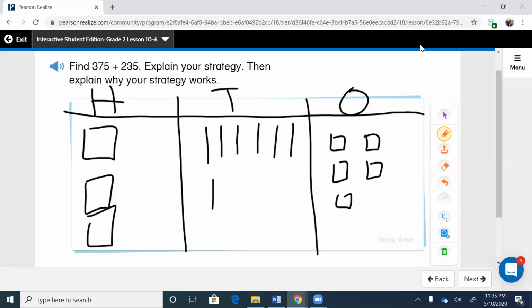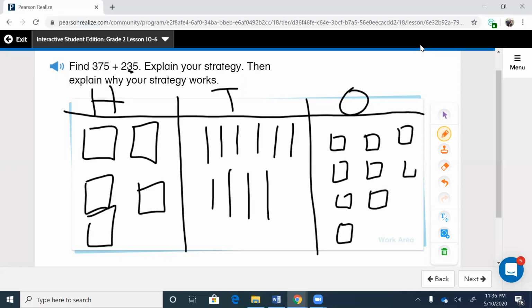All right, now we can just add the other number to it. 235. How many hundreds? 2. How many tens? Look in the middle. 3. 1, 2, 3. And how many ones? 5. 1, 2, 3, 4, 5. Okay, now we're going to see if we need to do any regrouping. So I know the hundreds are okay. Let's check the tens. 10 tens make 100. Let's count. 1, 2, 3, 4, 5, 6, 7, 8, 9, 10.